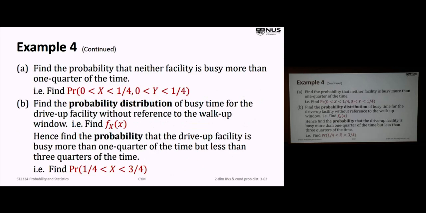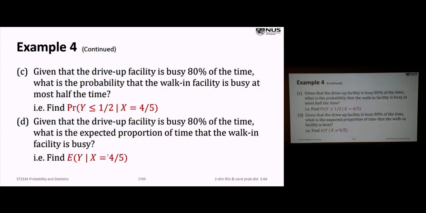We're asked the following questions. We're asked to find the probability that neither facility is busy for more than a quarter of the time, i.e. the probability that x and y lie in the intervals 0 to 1 upon 4, respectively. Okay, and we'll worry about B in a minute, otherwise we're going to forget what it is by the time we get there. Oh, it's C and D. My God, we're going to be here all day.